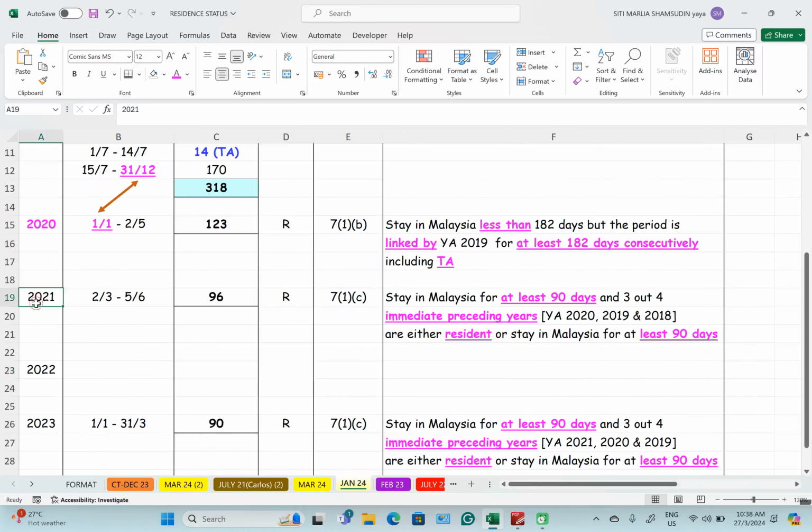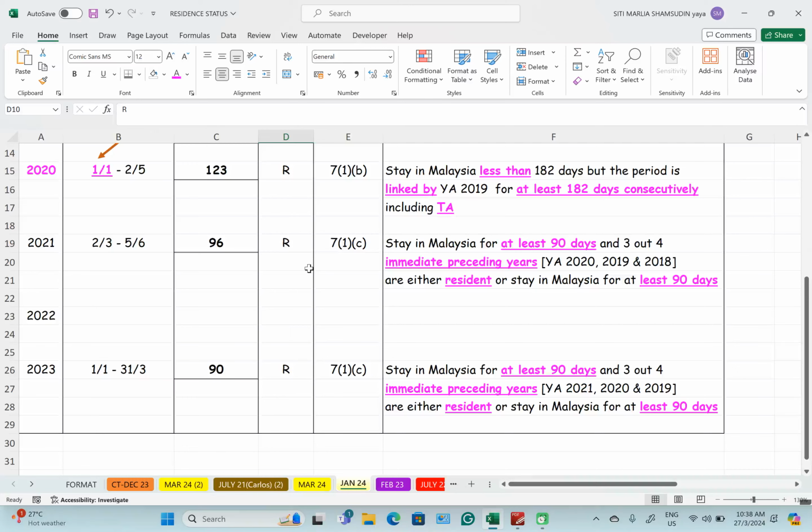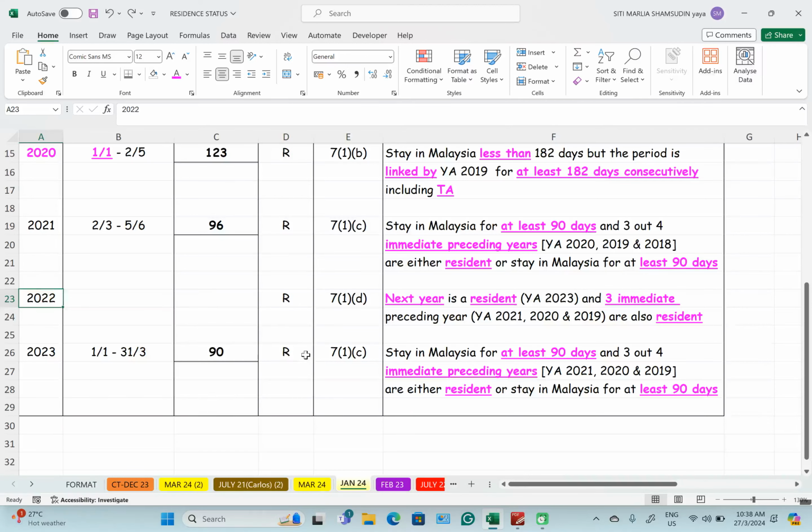Go to 2021. Is it resident? Yes, we got 1. 2020 resident? Yes, we got 2. 2019, is it resident? Yes, we got 3. So what happened, guys? Do we fulfill Section 7, subsection 1D? Obviously, yes. That's why for 2022, the answer is D.